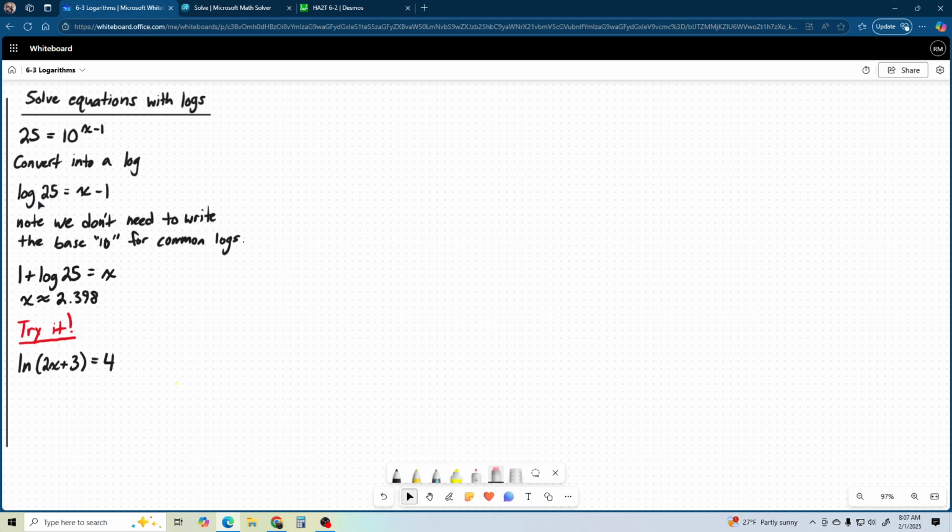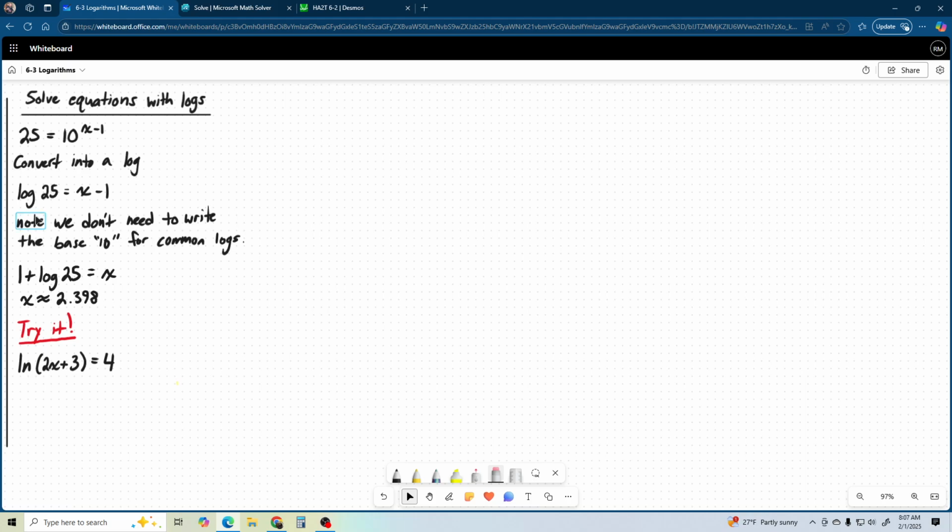Now I didn't write the little base 10 because I want you guys to get into the habit of seeing this without the little 10 there, because this is what it's going to look like. All right, so log of 25 equals x minus 1, right? And again, we don't need to write the base for the common logs. Now, I'm trying to solve for x, right?